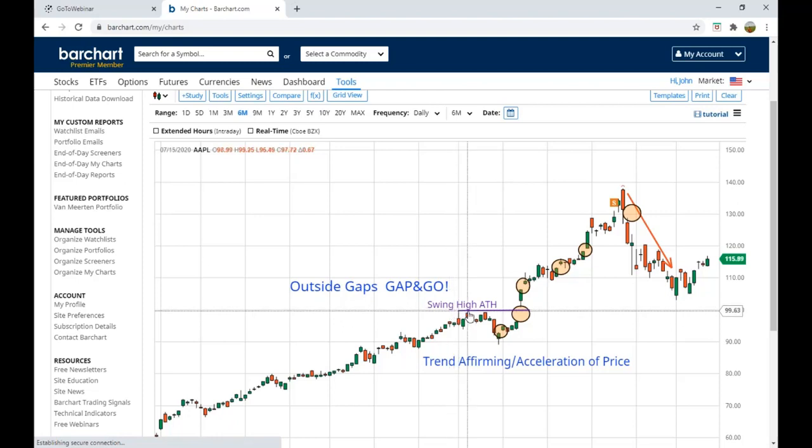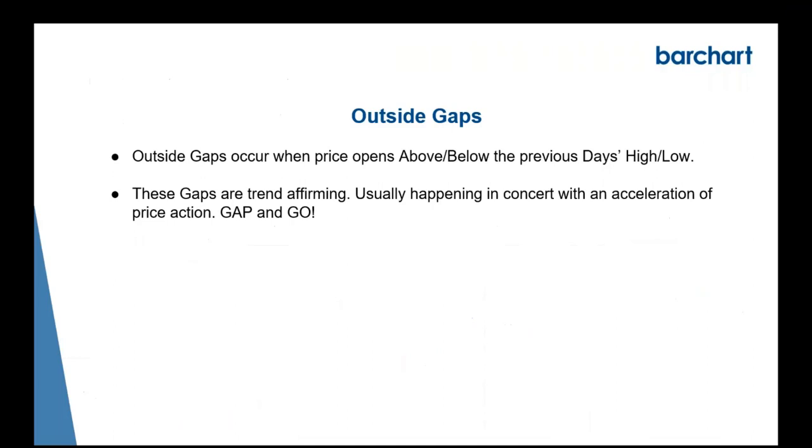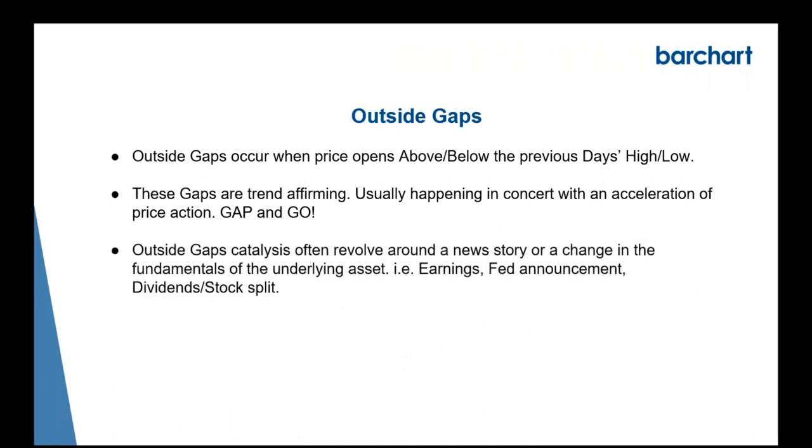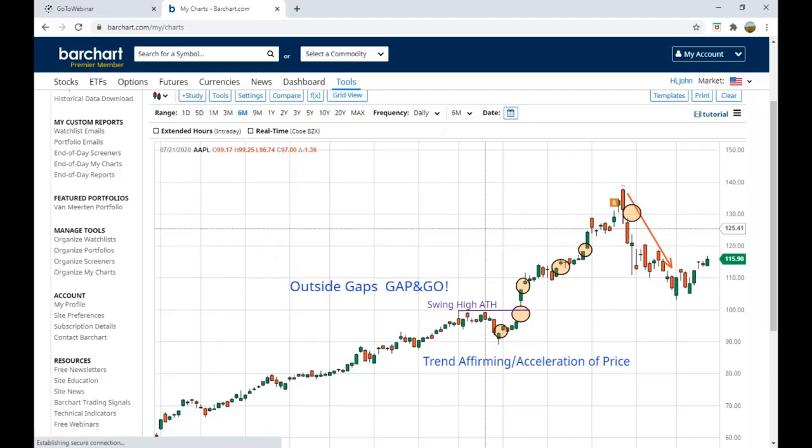Now, this swing high for Apple happened to be the all-time high on this one. And you can see that from that moment on, every outside gap from that point on continued our trend. All right. Now, many of these outside gaps' catalysts revolve around a news story or a change in the fundamentals of an underlying asset. For instance, earnings or a Fed announcement or a dividend increase in dividends or a stock split.